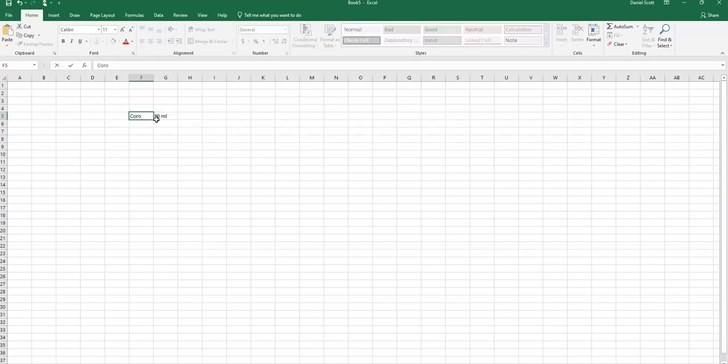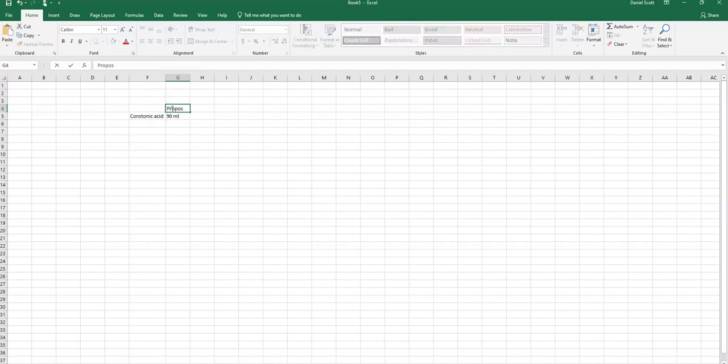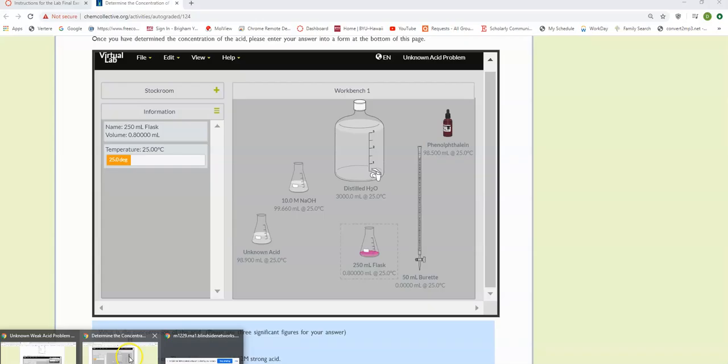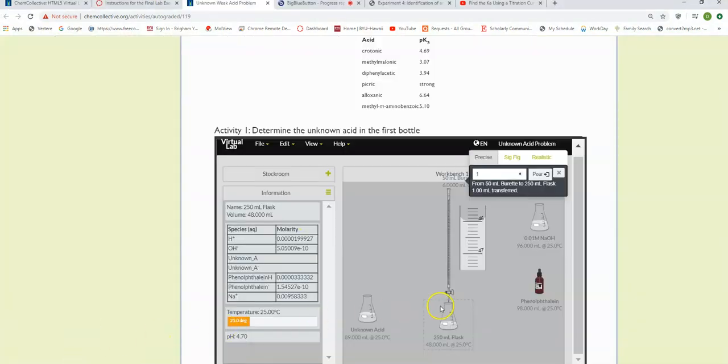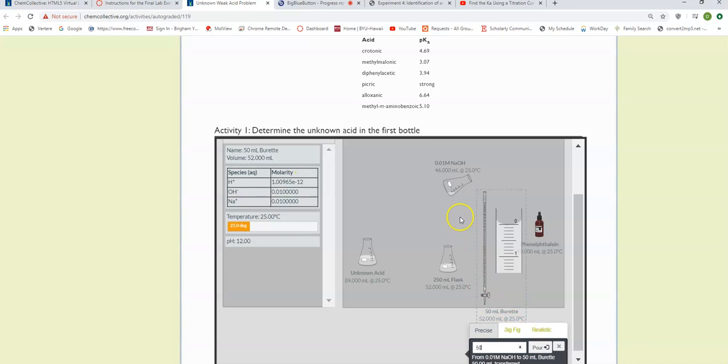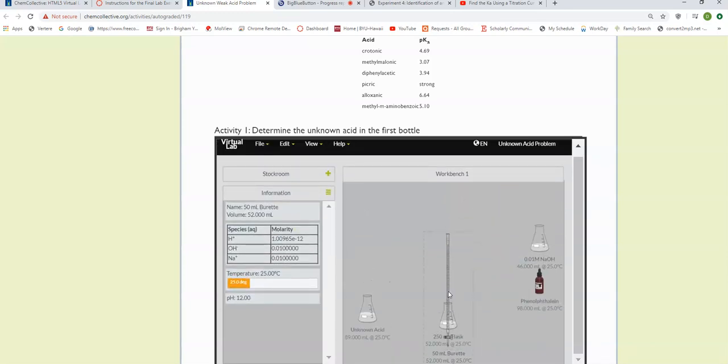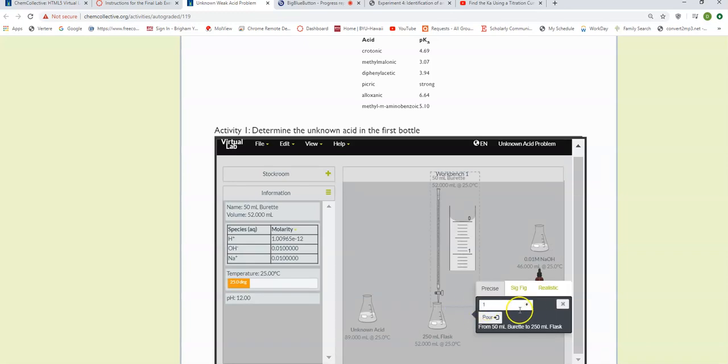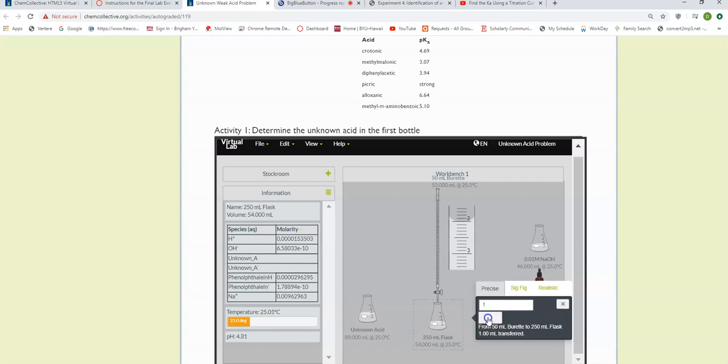So for crotonic acid, all right. Okay, let's see where we're at now. Okay, so 47, 48, 49, 50. I'm going to put some more of this stuff in. 50 more milliliters. 51, 52, 53, 54. What's the next pKa?